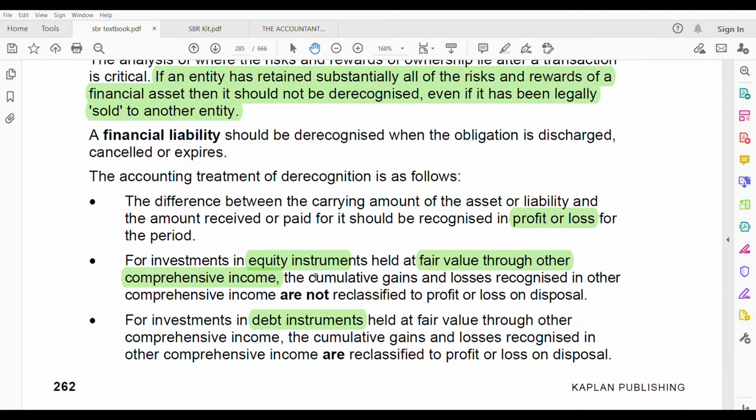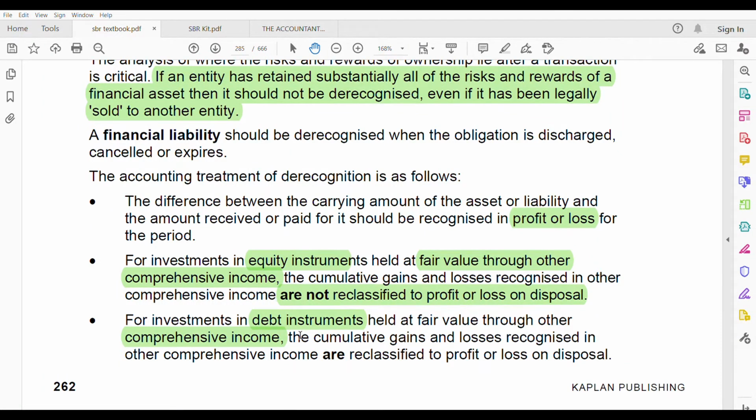The cumulative gains and losses recognized in OCI are not reclassified to profit or loss on disposal. That means whatever the gains or losses are, they are not reclassified. You cannot reclassify them when you are disposing of the equity instruments. They will be forever in the OCI only. If it is for investments in debt instruments held at fair value through OCI, same. This is also through other comprehensive income only. So don't go and write fair value through profit and loss for derecognition.